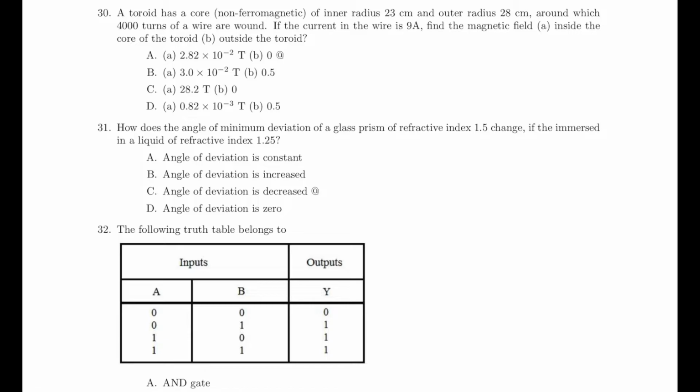Question 30 says a toroid has a core of inner radius 23 cm, outer radius 28 cm, around which 4000 turns of a wire are wound. If the current in the wire is 9 ampere, find the magnetic field inside the toroid and outside the toroid. So inside the toroid, the magnetic field is mu0 into number of turns into the current, divided by 2 pi (r1 plus r2), where r1 is the inner radius, r2 is the outer radius.